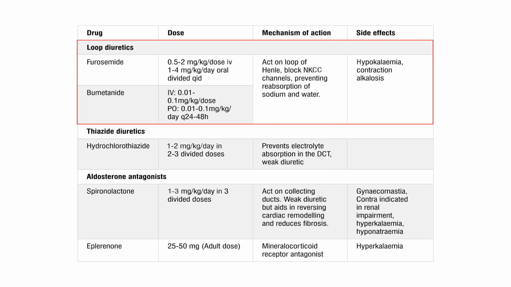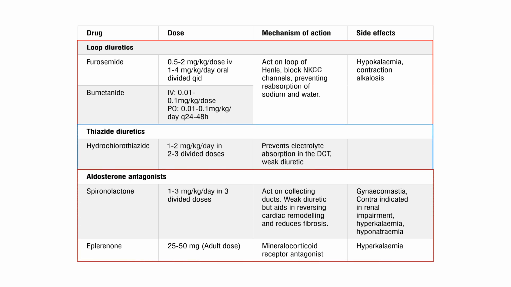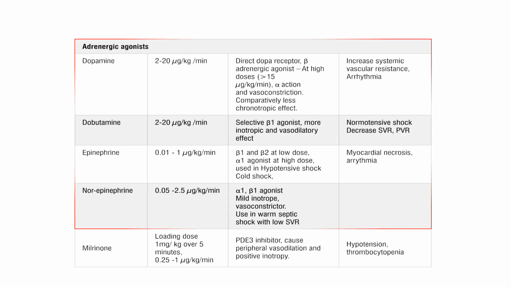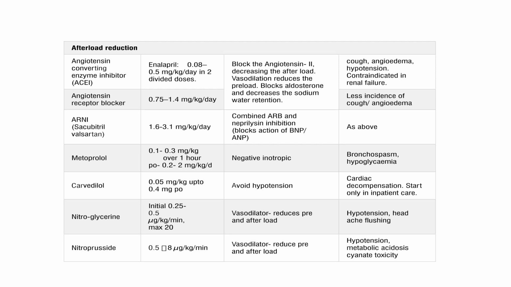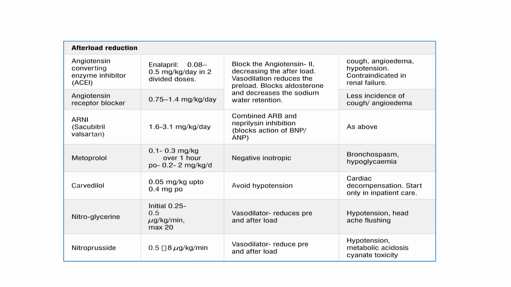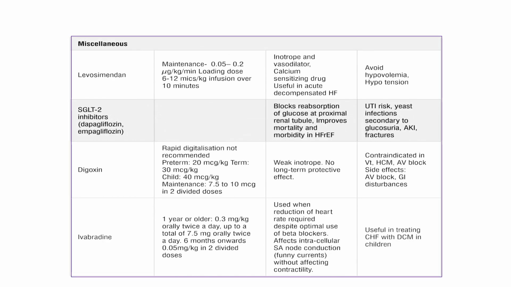So these include loop diuretics like furosemide and bumetanide, thiazide diuretics like hydrochlorothiazide, aldosterone antagonists like spironolactone and eplerenone, adrenergic agonists like dopamine, dobutamine, epinephrine and norepinephrine. Then milrinone is also an adrenergic agonist. Then afterload reduction agents like ACE inhibitors, angiotensin receptor blockers, ARNI, that is sacubitril valsartan, metoprolol, carvedilol, nitroglycerin and nitroprusside. Then some other miscellaneous drugs like levosimendan, SGLT2 inhibitors like dapagliflozin and empagliflozin, digoxin and ivabradine.